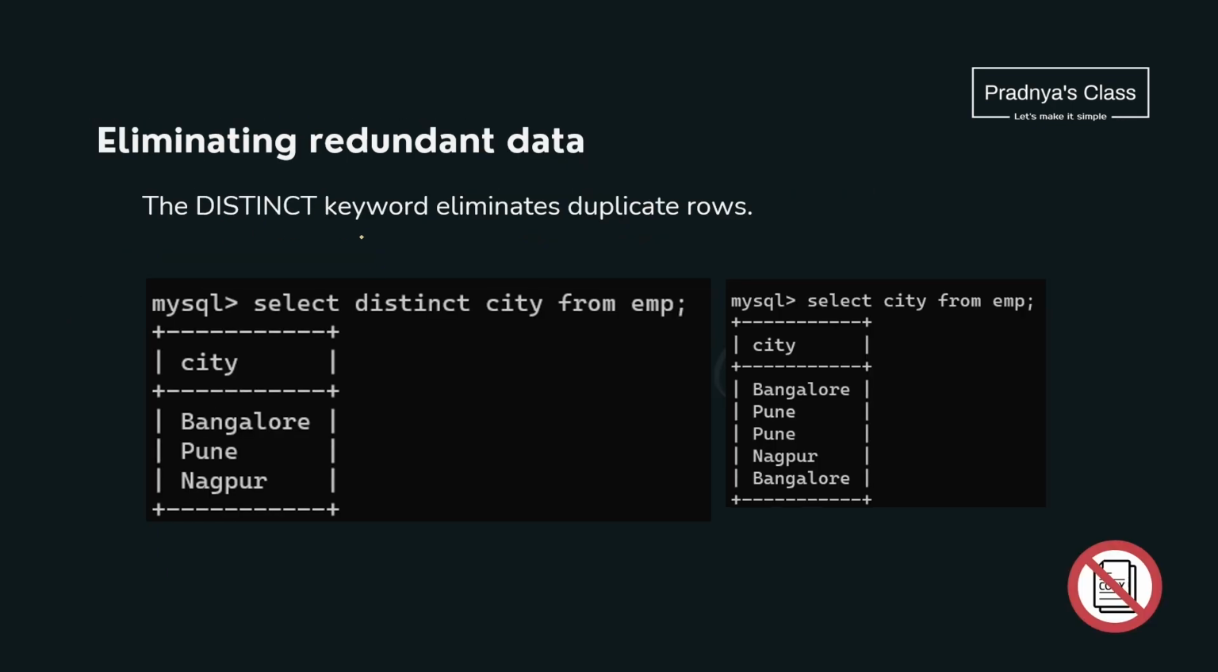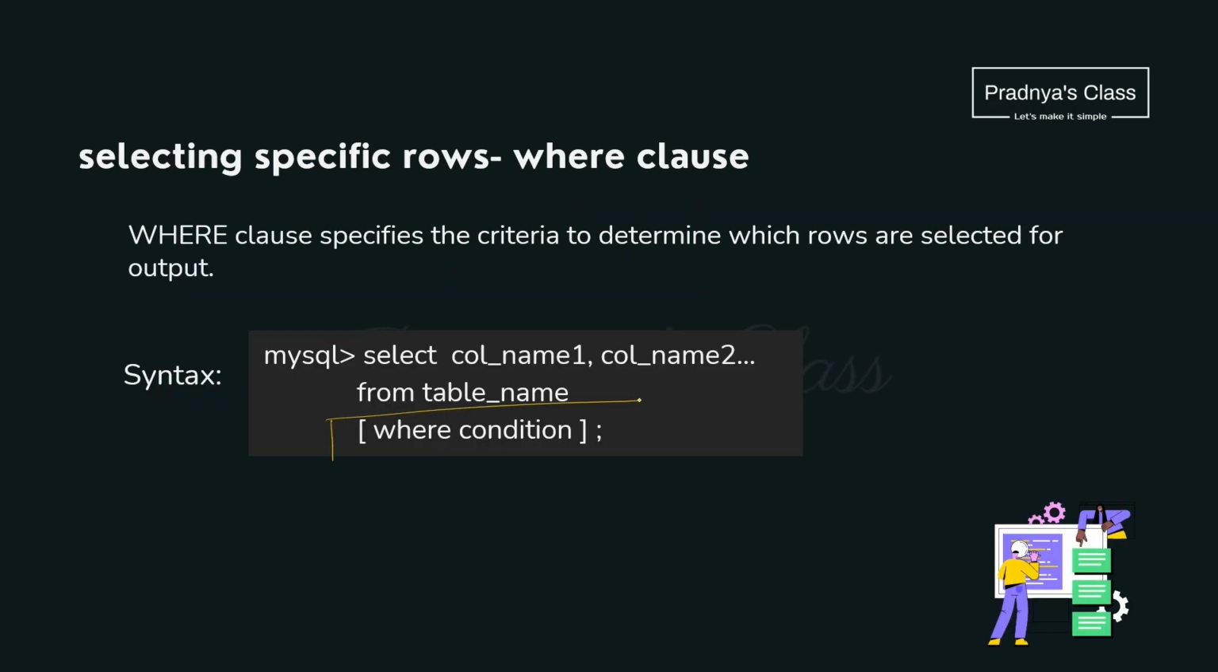There is one more clause you can apply here in front of the column name, that is DISTINCT. It will not give us the duplicate values. So look at the cities, there are some duplicate values, but look at the distinct cities, we got only unique values. Now let's understand how to write the WHERE clause.